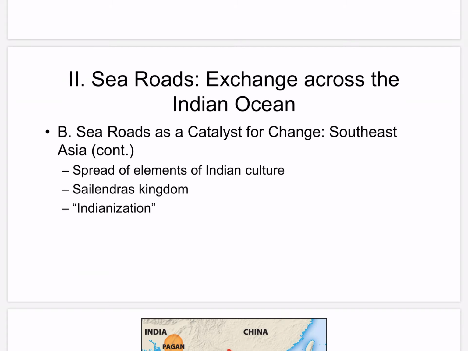All right, sea roads as a catalyst for change in Southeast Asia continued. Now, elements of Indian culture spread to Southeast Asia. Chinese culture was transported to Vietnam. Indian alphabets, artistic forms, political and religious ideas, especially Buddhism, are part of that. Sailendra's kingdom in central Java was also influenced by India. We see massive building of Hindu and Buddhist centers between the 8th and 10th centuries, and that shows the Buddhist cultural grounding in Javanese custom.